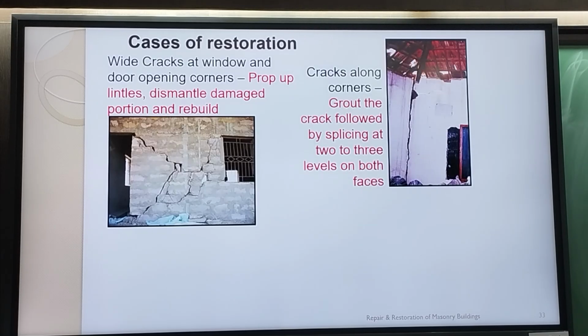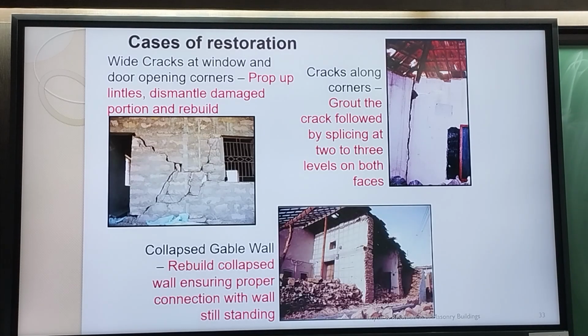In the corner, you have a crack. What we do is just fill up the crack, grout the crack, and put several splices. Vertically, you can have several splices going across the crack on both faces of the wall. This is important. When you have a crack which is through and through, the splice has to be on both faces. Just applying the splice only on one face is not enough.